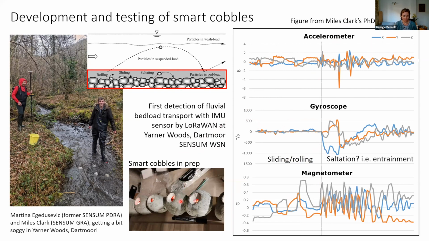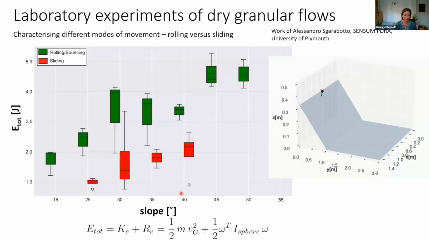And these cobbles have been central also to the laboratory experiments, which I'll show in the next few slides. This part of the project is led by Irene Manzella and her postdoc Alessandro Scarabotto. Alison Raby has also been central to this work. And here you're seeing some results. Alessandro's got a lot of exciting results that I don't have time to show you, but this is an example of a dry granular flow experiment.